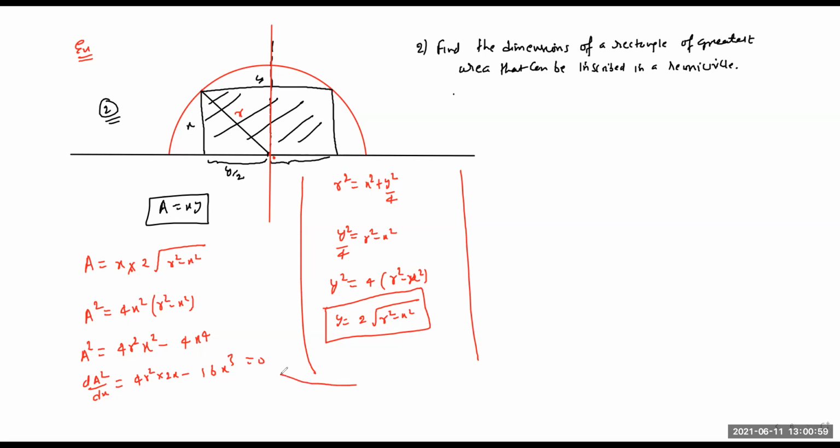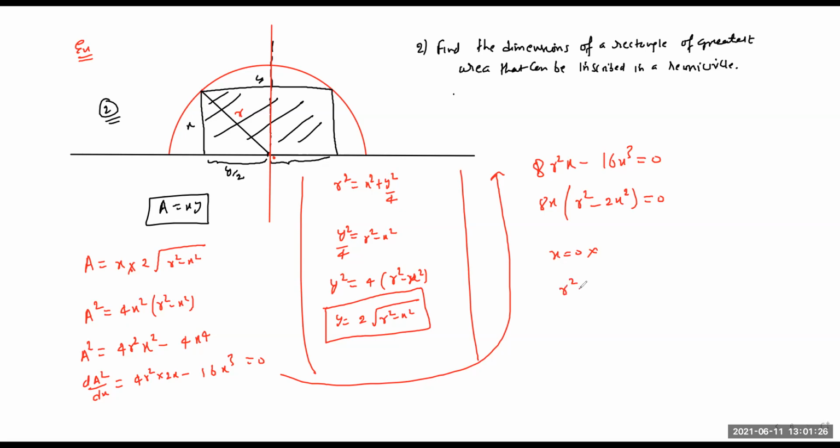So what we'll get here after this: 8r square x minus 16x cube equals 0. I can take 8x common. I get r square minus 2x square equals 0, which will give you two answers. Either x is 0, which is not an acceptable answer. We can't take x equals 0. So just cancel. What you can write is r square minus 2x square equals 0. This will give you the good answer. So x will be r by root 2. That's a very beautiful answer.